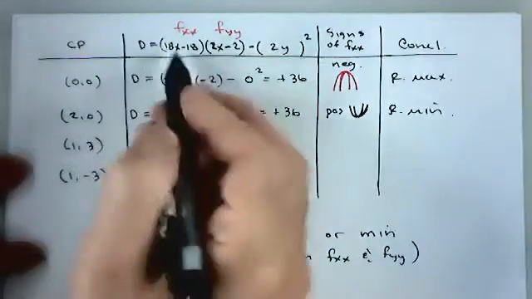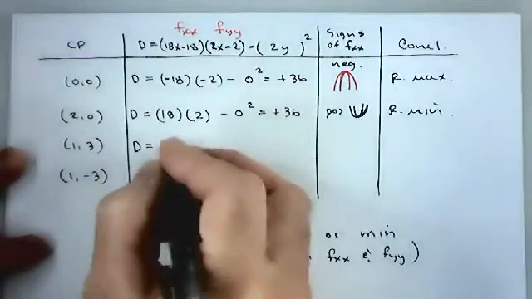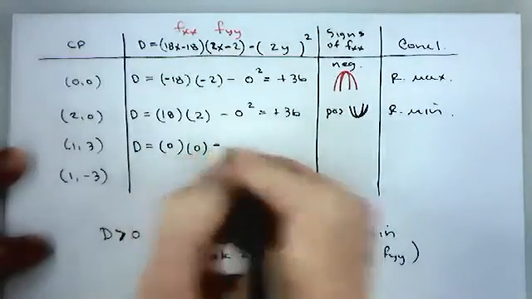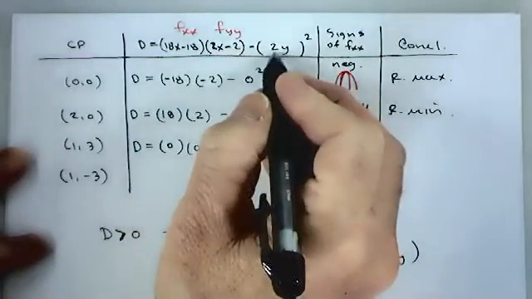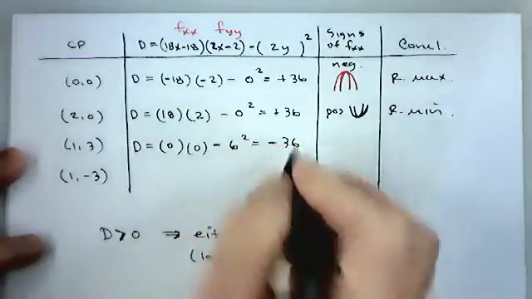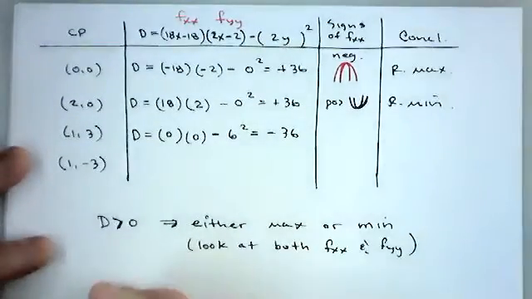At (1, 3), oh gosh, if x is 1, this is 0, isn't it? That's 0 times, actually, who cares? It's 0 times 0, minus 2 times 3, 6 squared. So minus 6 squared gives me negative 36. This is a bad example to explain why this is true, but let me show you a better example.